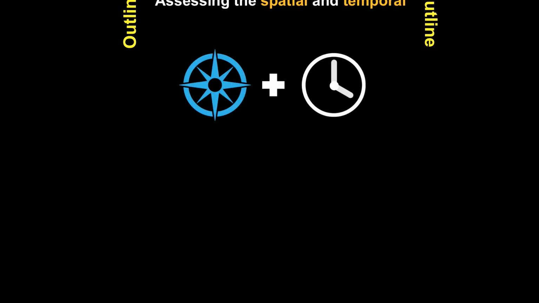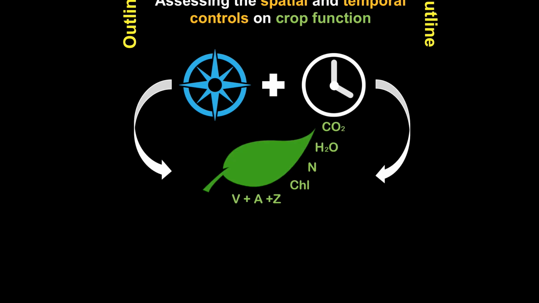So we'll start with a little outline of where we're going to go today. Really what we're trying to do is assess the spatial and temporal controls on crop function. I'm going to be using these symbols throughout the presentation to guide you. We're using the blue symbol on the left to represent changes in space, the clock on the right to represent changes in time, and then the leaf here to represent plant function and changes in pigments and the exchange of CO2 and H2O between the biosphere and the atmosphere.